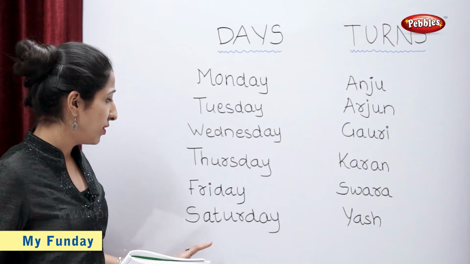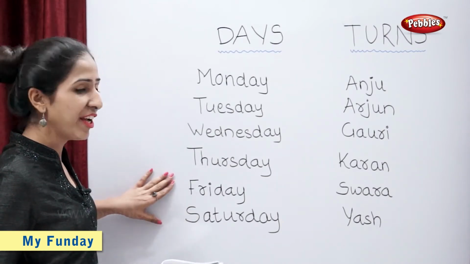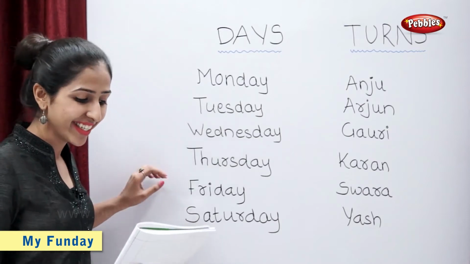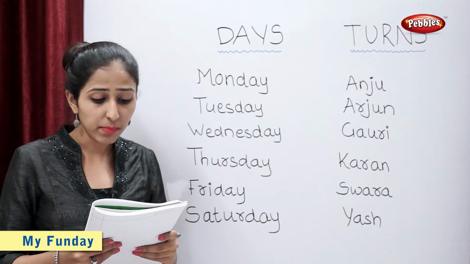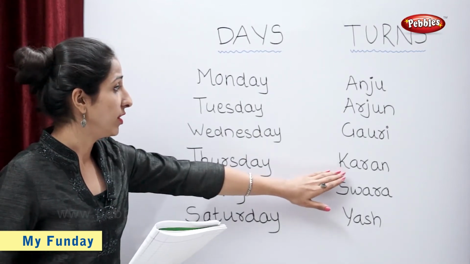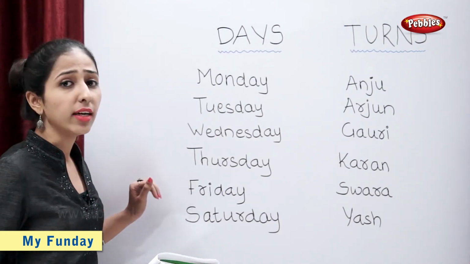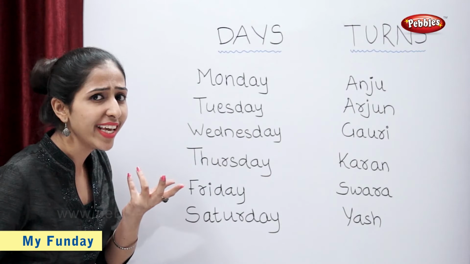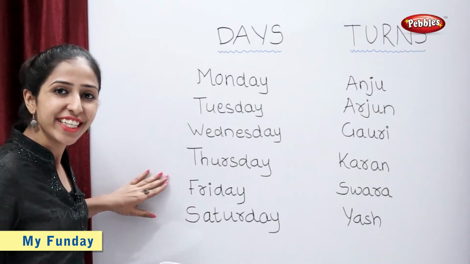Yash sat on the first bench on Saturday. So, Saturday comes after Friday. Karan sat on the first bench on the day before. Karan sat on the first bench on Thursday. So, Thursday comes before which day? Say, correct. That is Friday.